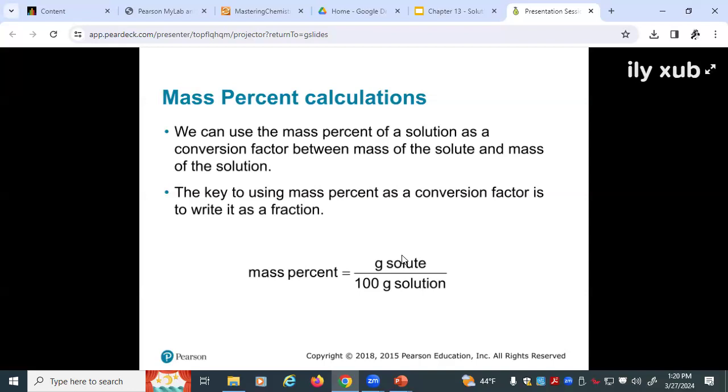That can be really useful for what if I'm creating a solution that isn't 100 grams? What if I'm creating a solution that's only 25 grams? How much solute do I need to measure out? How much solvent do I need to measure out to get to that 25 grams?